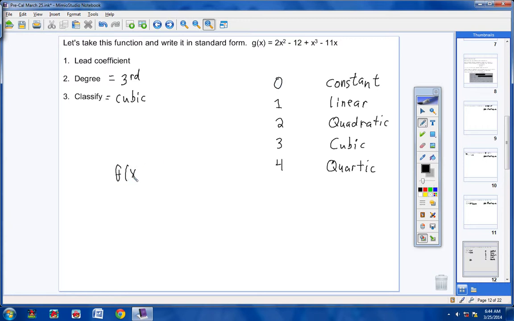If I said f of x equals 3, and that was my function, I could also put x to the 0 right there. I really could. And of course, right away you're saying, no, you can't, because x to the 0 is 0, and 0 times 3 is 0. No, no, no. Anything to the 0 power is 1. So if I put x to the 0 here, I'm really putting 3 times 1, okay, which is still 3.